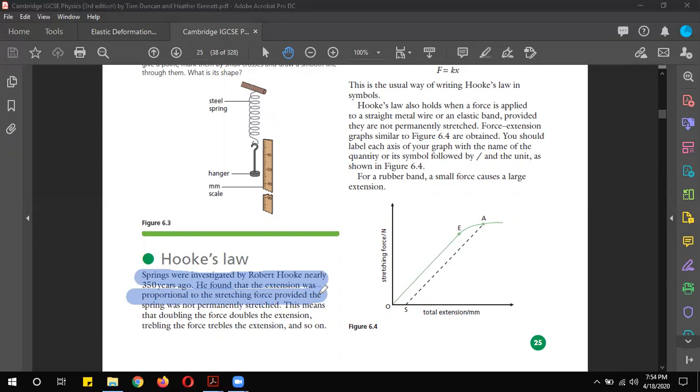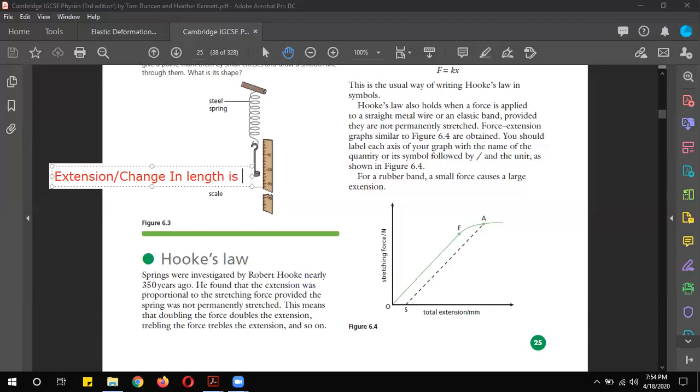So here we can write that the extension, or change in length, is directly proportional to the applied force. Direct proportionality, not inverse variation. Okay?